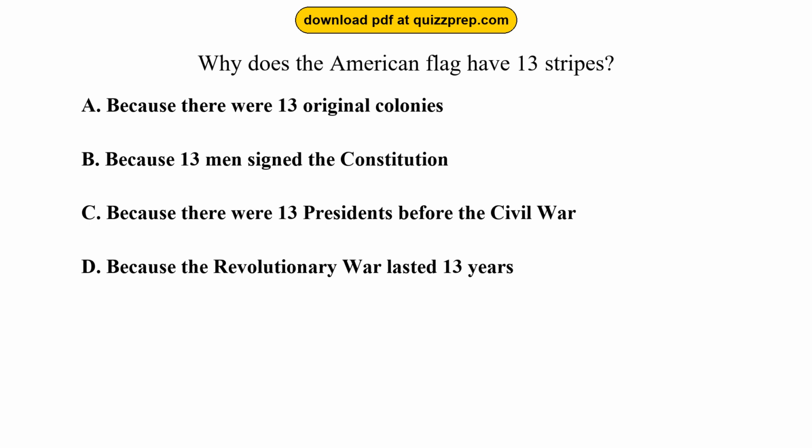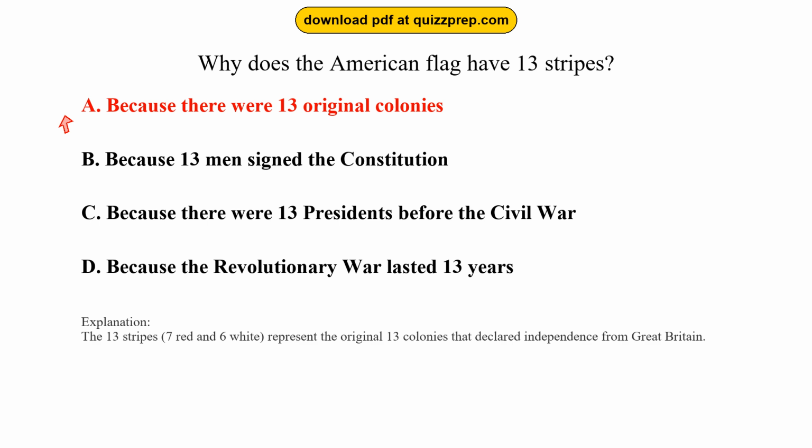Option A. Because there were 13 original colonies. Option B. Because 13 men signed the Constitution. Option C. Because there were 13 presidents before the Civil War. Option D. Because the Revolutionary War lasted 13 years. The correct answer is option A. Because there were 13 original colonies. The 13 stripes, 7 red and 6 white, represent the original 13 colonies that declared independence from Great Britain.